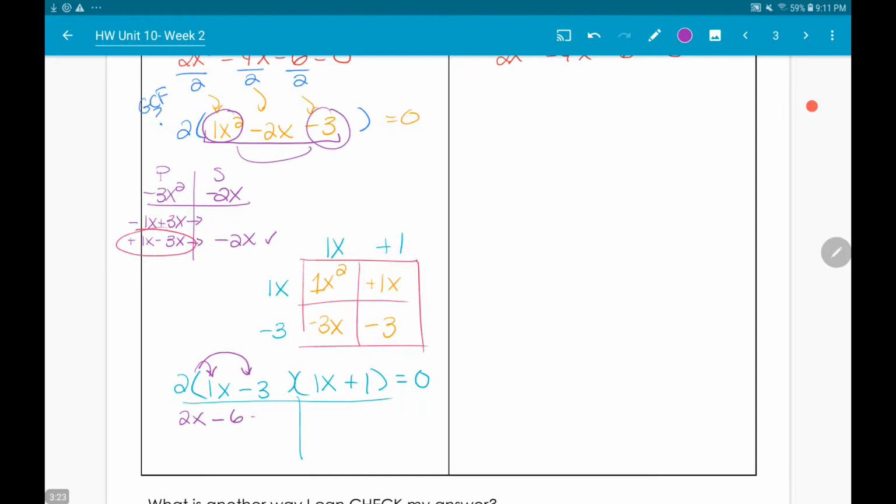So I get 2x minus 6 equals 0, and 1x plus 1 equals 0. Inverse. And divide by 2. Inverse. I got x is equal to negative 1. All right, so that is our throwback Thursday for factoring.